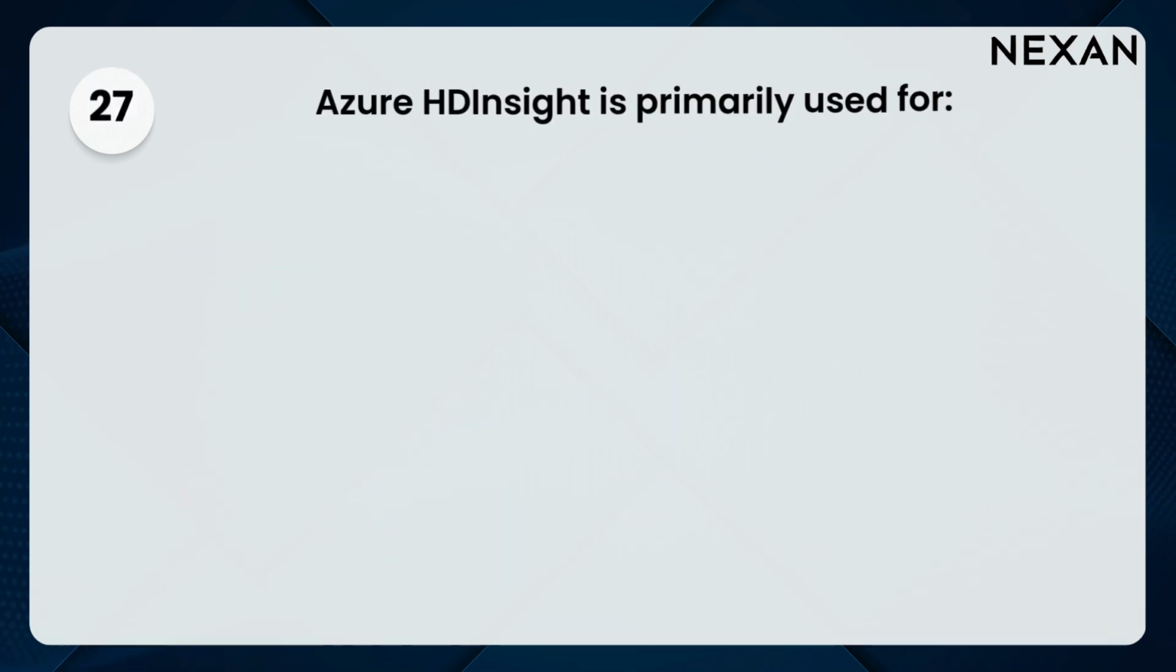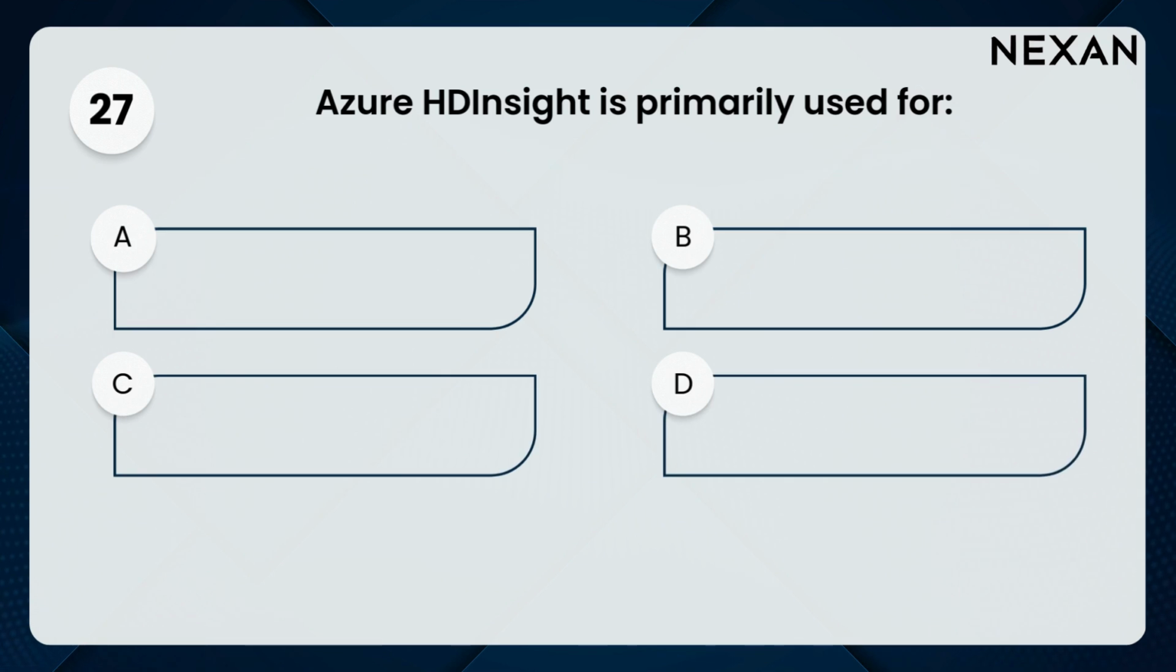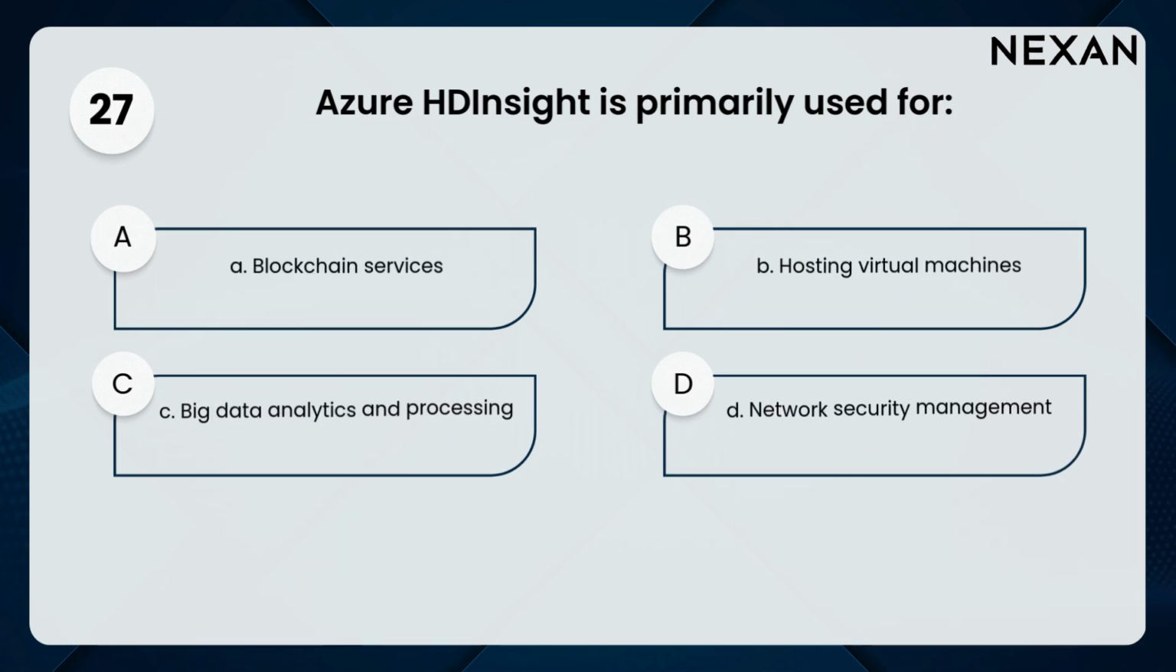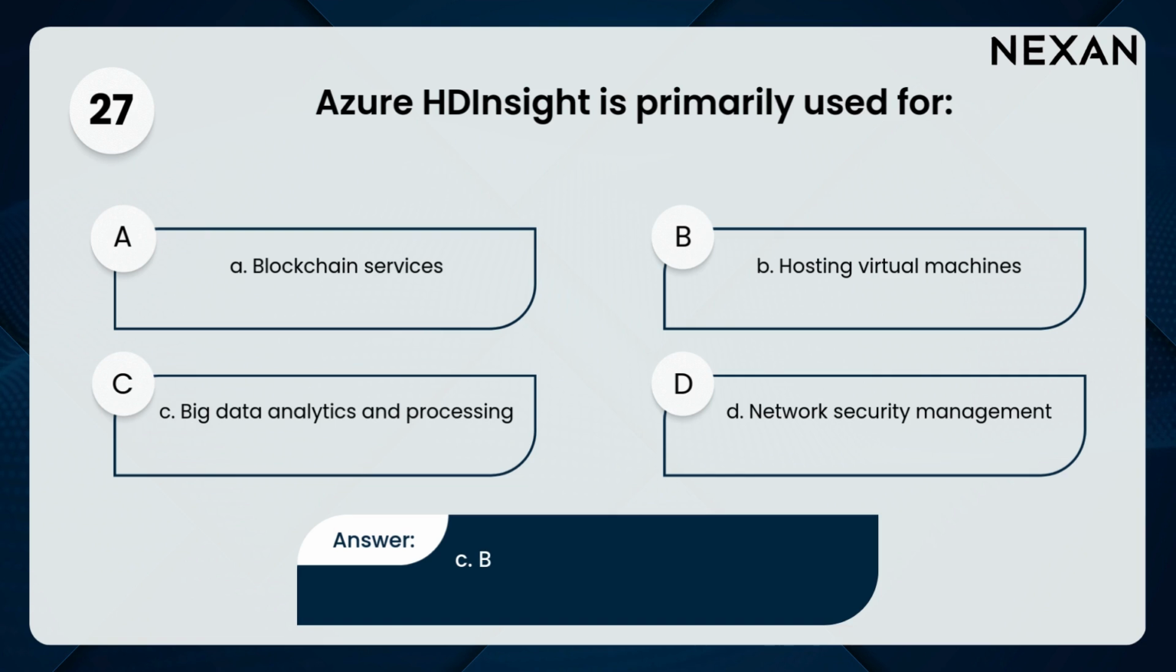27. Azure HDInsight is primarily used for A. Blockchain services. B. Hosting virtual machines. C. Big data analytics and processing. D. Network security management. Answer: C. Big data analytics and processing.